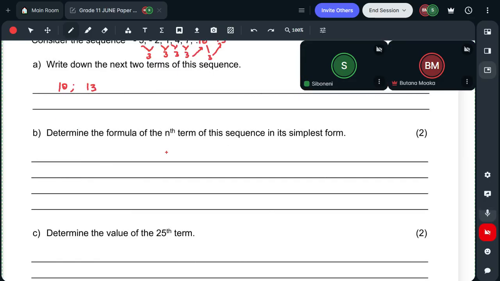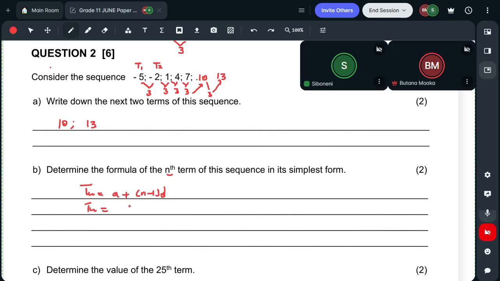Okay, tell me, how do we find the nth term of this sequence? How are we going to find the nth term? You put it into Tn equals a plus (n minus 1) d. So we just have to substitute everything there. The value of a is the first term of the sequence, and the first term was given as what? -5. So I'm just going to substitute -5 plus, and then (n minus 1).